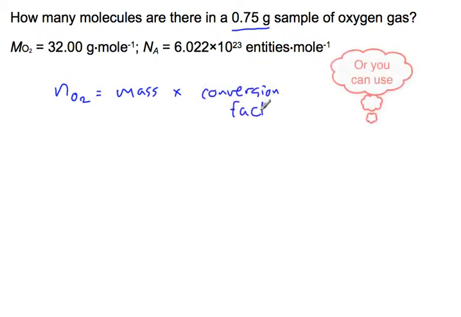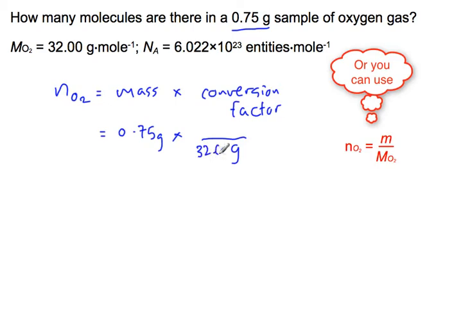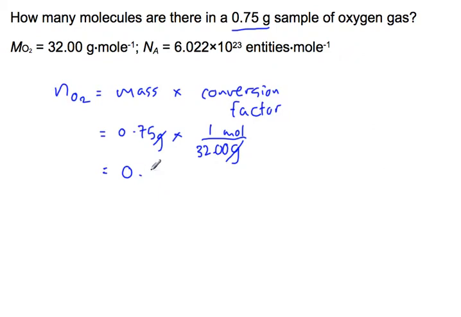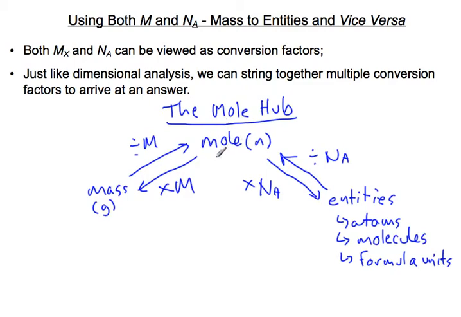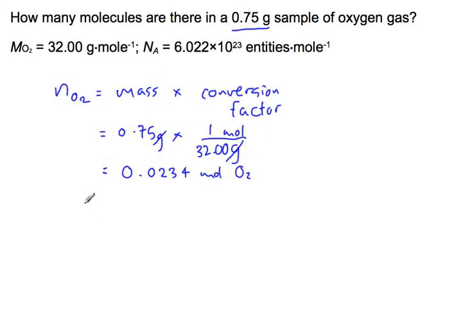That conversion factor is the molar mass, so it's going to be 0.75 grams times, now I want to get rid of grams, so that's where I put 32.00 grams on the bottom, and I have 1 mole on top. Grams divide out, and I'm left with a value in moles, and that is 0.0234 moles of oxygen. Now I have moles, so if we quickly zip back here, I'm at the top of the mole hub, at moles, and I want to get down to chemical entities. In this case it's molecules, so I'm going to use the Avogadro constant.